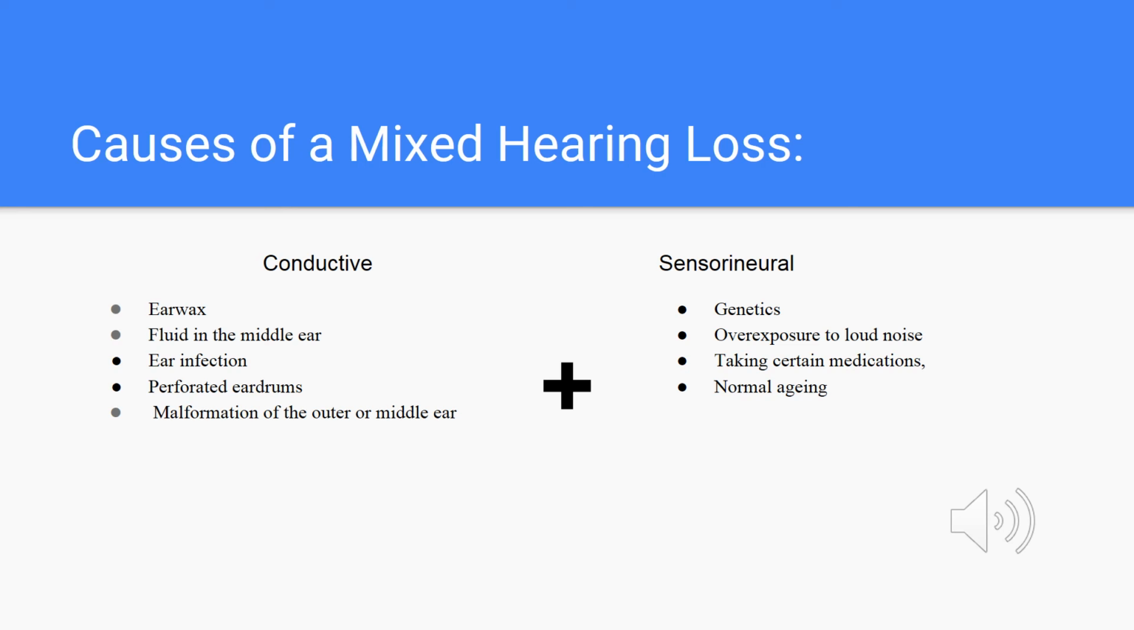Causes for the conductive aspect of mixed hearing loss could be earwax, fluid in the middle ear, an ear infection, perforated eardrum, and malformation of the outer or middle ear. These factors combined with someone's genetics, overexposure to loud noise, taking certain medications, and the normal aging process will result in mixed hearing loss.